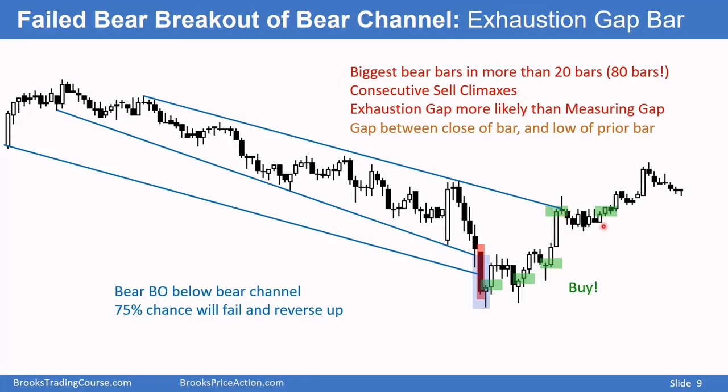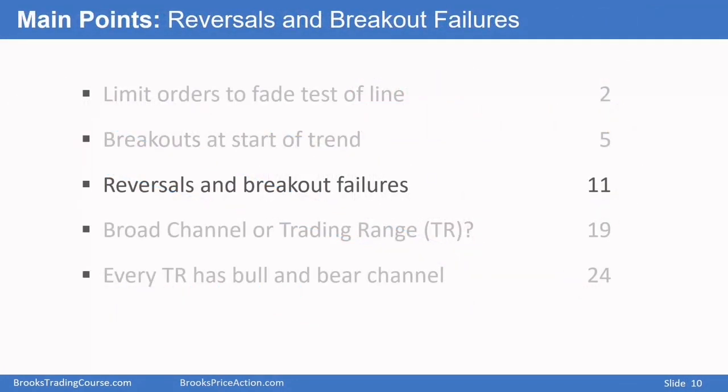We got a small triangle, 3 pushes down: bear bar, bull bar, bear bar, bull bar, bear bar. So 3 sets of bear bars. So a triangle, and you have a bull bar. Traders will buy on a stop above the high of that bull bar and get filled here. I want to move on and talk a little bit about reversals and breakout failures.